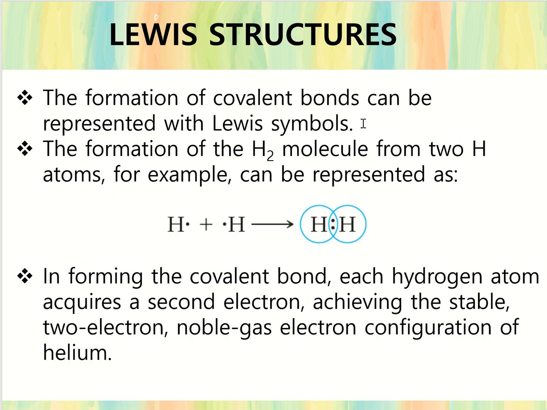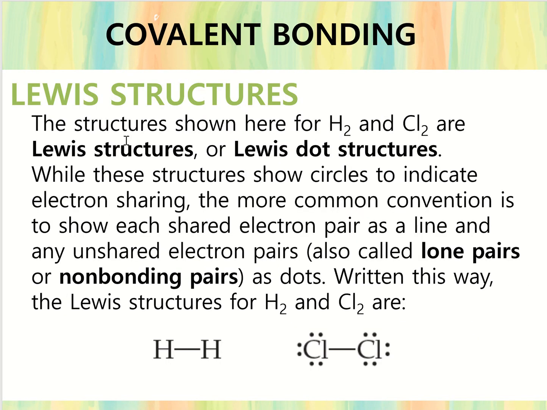So the formation of a covalent bond can actually be represented by Lewis symbols. And so for hydrogen, where we have two hydrogen atoms, it can be represented as seen here. And in forming the covalent bond, each hydrogen atom acquires a second electron to achieve that stable noble gas helium configuration, which is 2 electrons. Now the Lewis structures for these covalent bonds, so let's look at that.